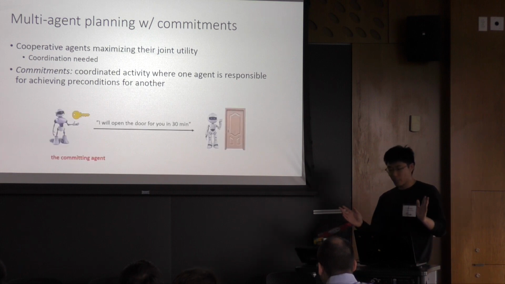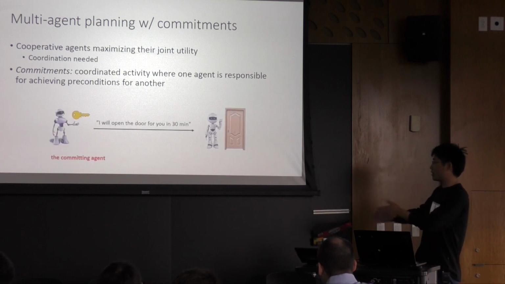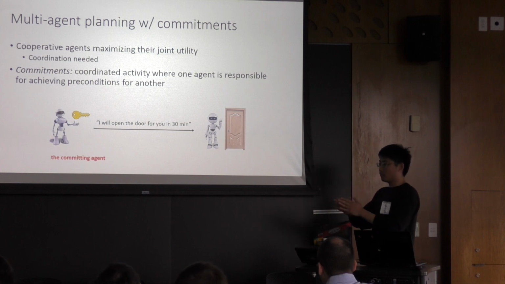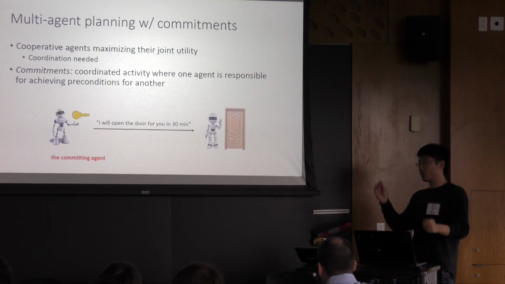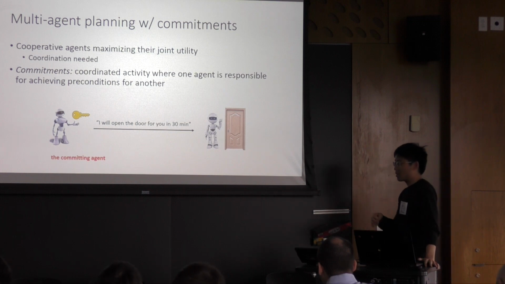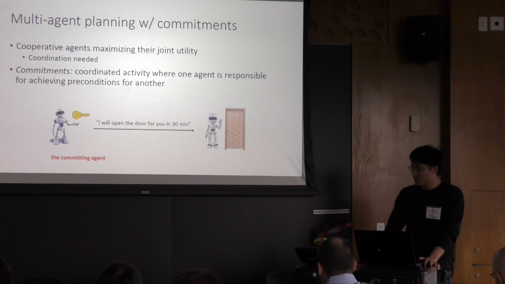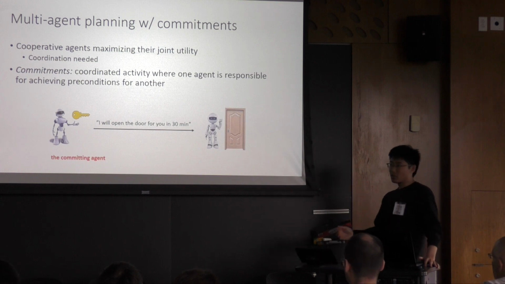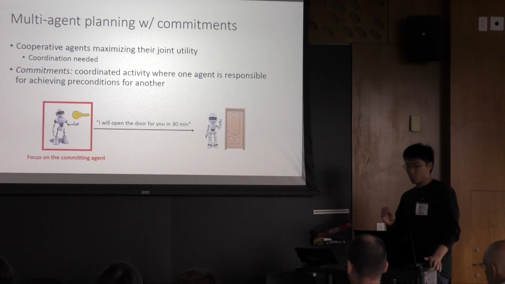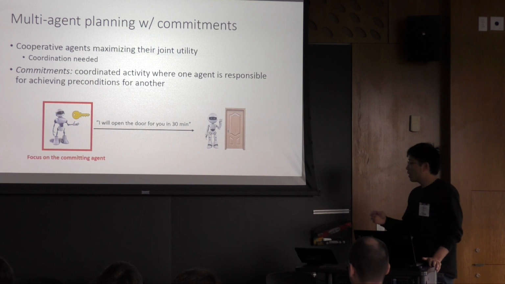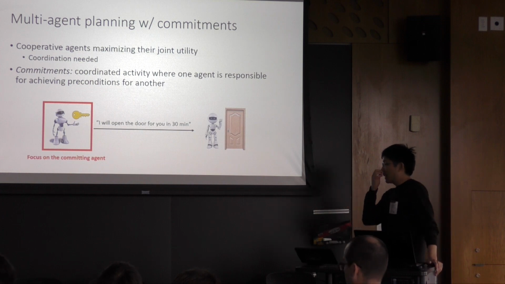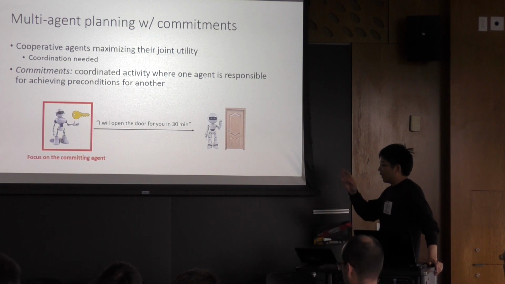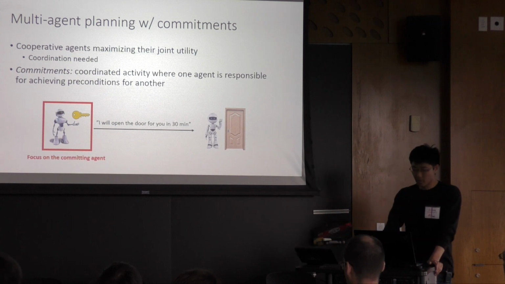As a very simple example, suppose the right agent is blocked by this closed door and the left agent happens to have the key. So it will make a commitment saying, I'll open the door for you in 30 minutes. I will call the left agent the committing agent, and this work really focuses on the problem that could be crucial for the committing agent.